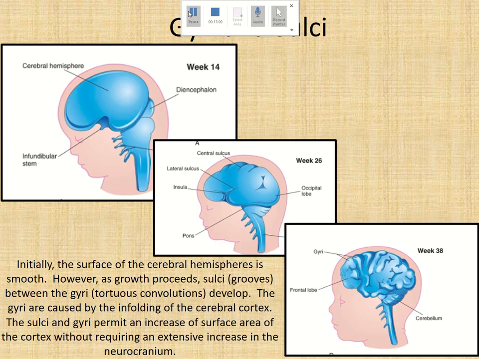All right, so in this picture, I just wanted to show you how the brain becomes more tortuous, with these gyri and sulci. Sulcus is going to be the depression, and the gyrus is going to be the ridge. At week 14, it's a completely smooth brain, and by week 38, almost at birth or at birth, the brain has a lot of gyri.